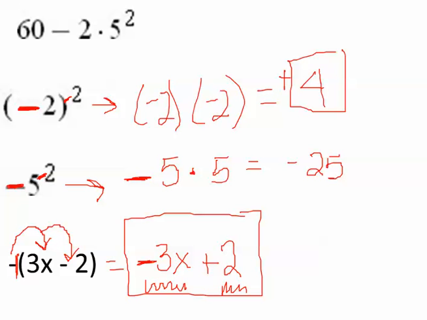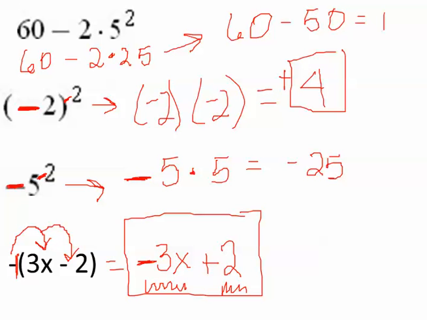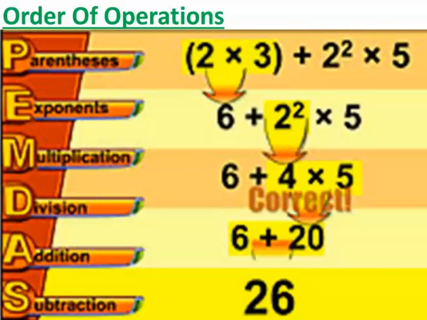I cannot stand to leave a problem on the board. So 60 minus 2 times 25. Have to do the exponents first. Becomes 60 minus 2 times 25 is 50. And this becomes 10. Okie doke. There's PEMDAS just sort of in a nutshell for you.